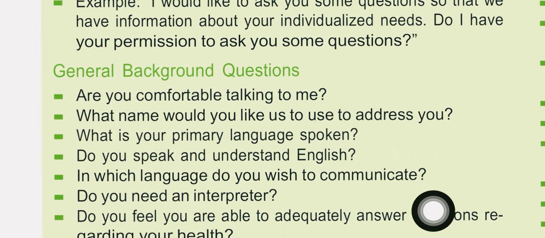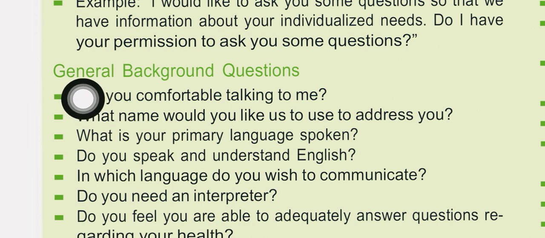Permission we always ask. Then we go to general background questions. Number 1 is, are you comfortable talking to me? What name would you like us to use to address you? These are the questions the nurse has to ask on initial assessment. These are general background questions.